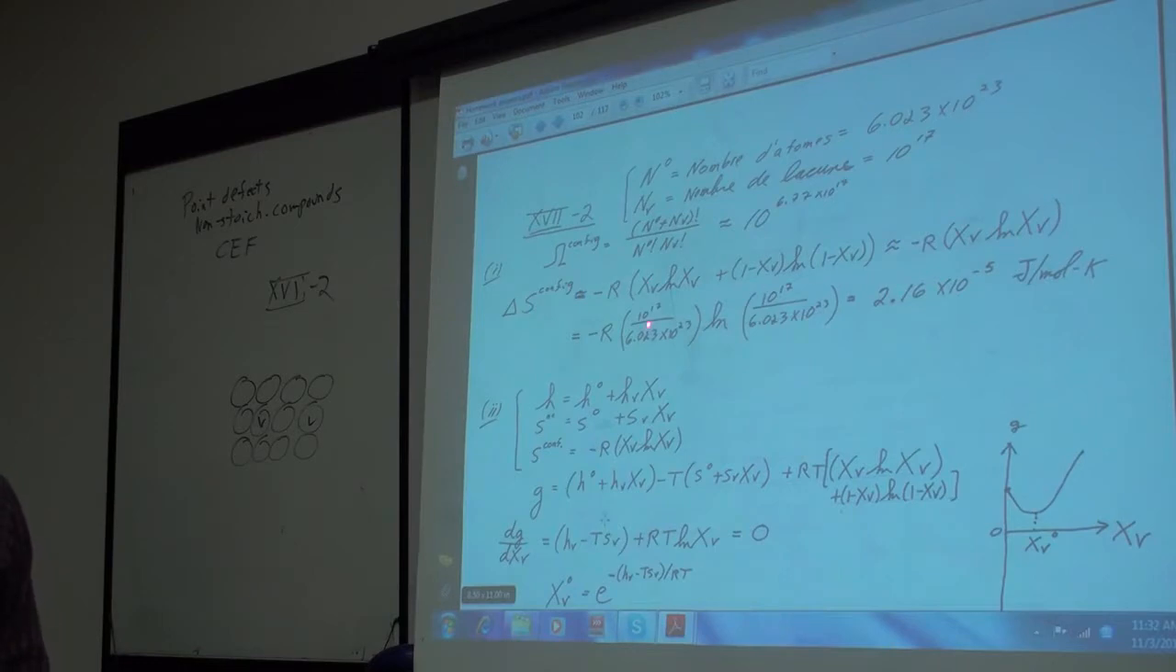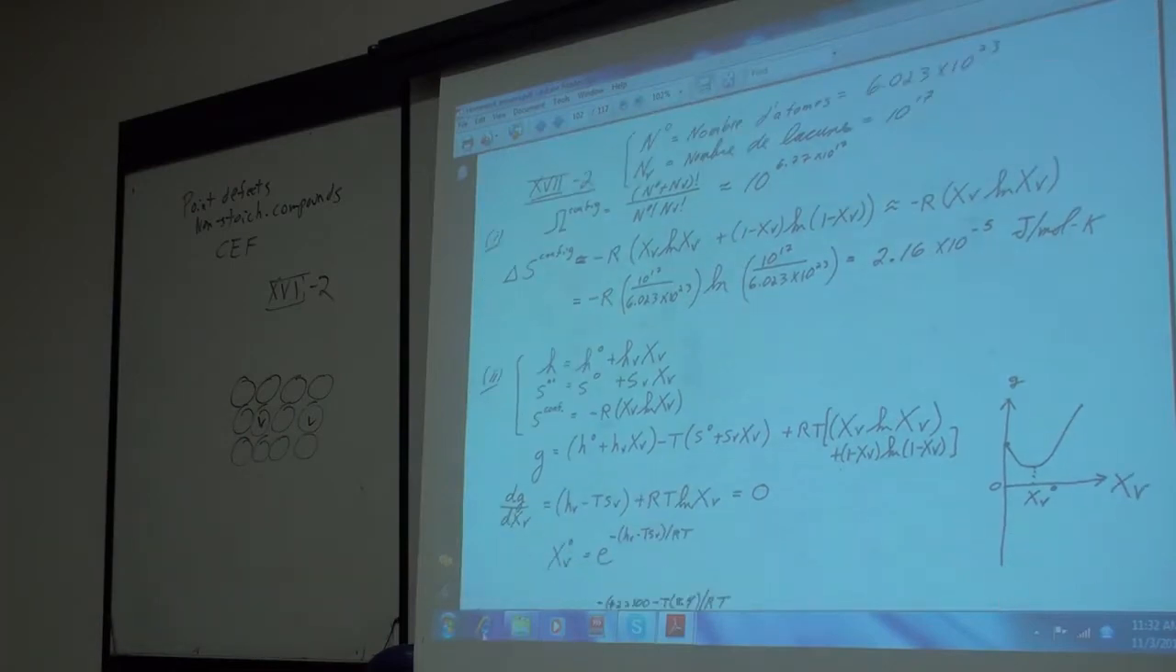So you can actually work it out. If I put in the number of vacancies as 10 to the 17th, and the total number of sites as Avogadro's number, you end up with the entropy. That's no big deal, but let's see what this means. Now the enthalpy, so that's the configurational entropy. And the more vacancies you add, the configurational entropy becomes more and more negative. As you add the first vacancy, it comes in with an infinite slope.